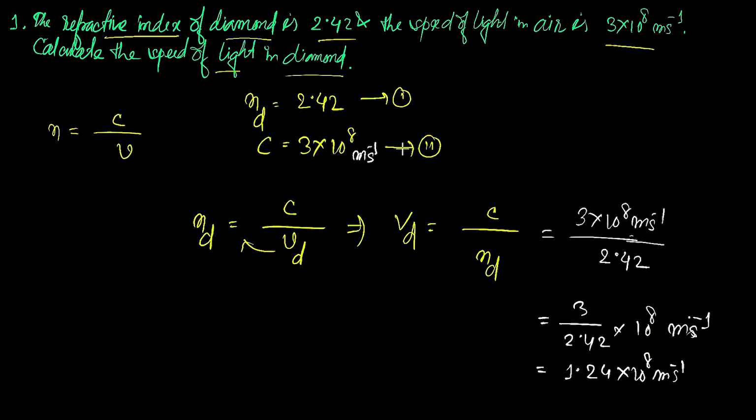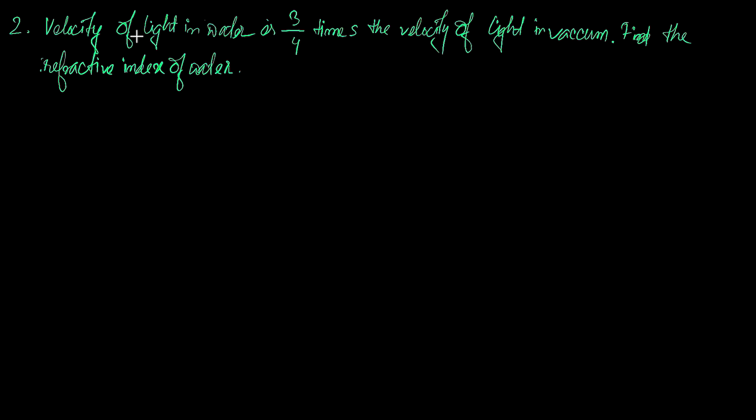Now we'll move to our next problem. Our next question is saying that the velocity of light in water is 3/4 times the velocity of light in vacuum. Find the refractive index of the water. We have to find the refractive index of water.